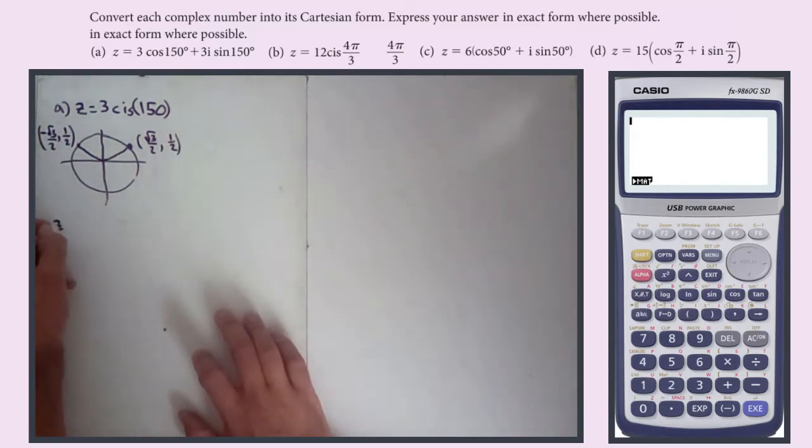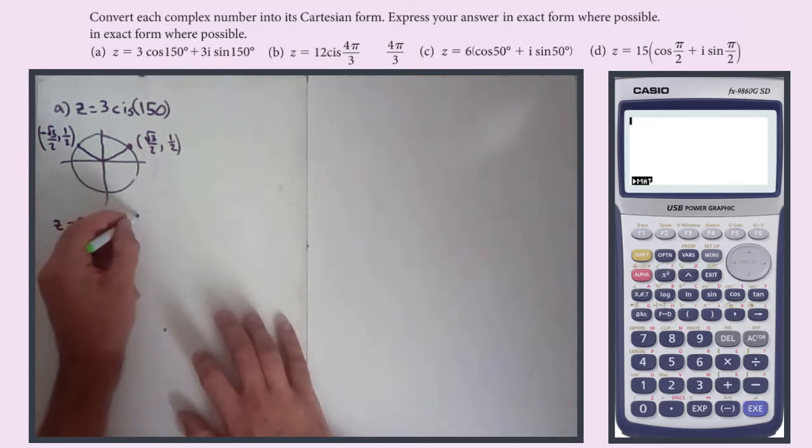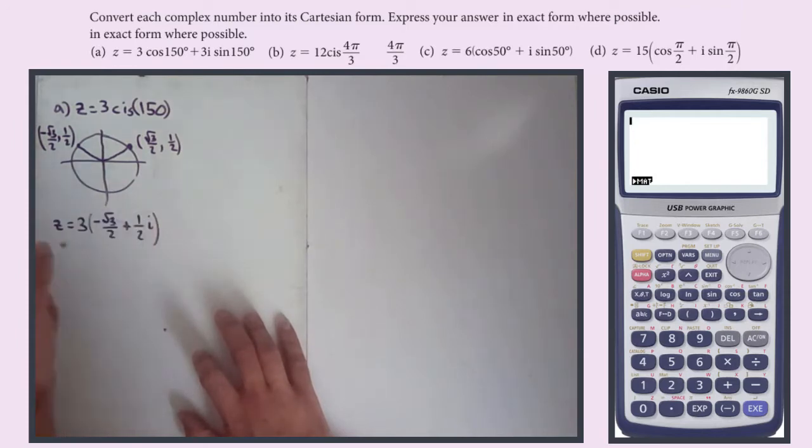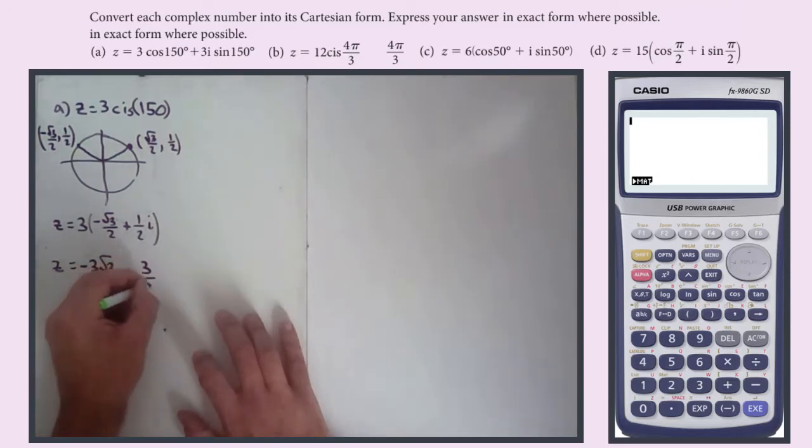Okay, so z equals 3 times cos 150, we said was minus root 3 over 2. Okay, so cos 150 plus i sine 150, so plus sine 150 times i, so plus a half of i. Okay, so we just put the 3 in, z must equal minus 3 root 3 over 2 plus 3 over 2 i.